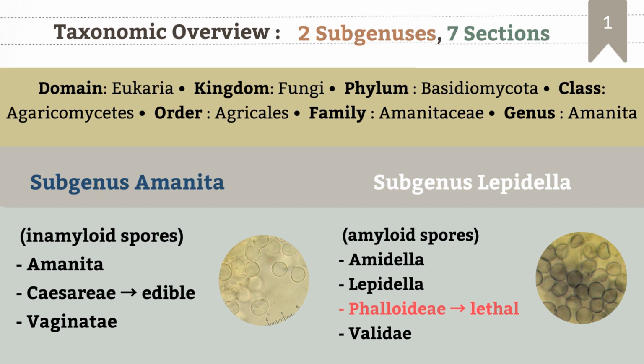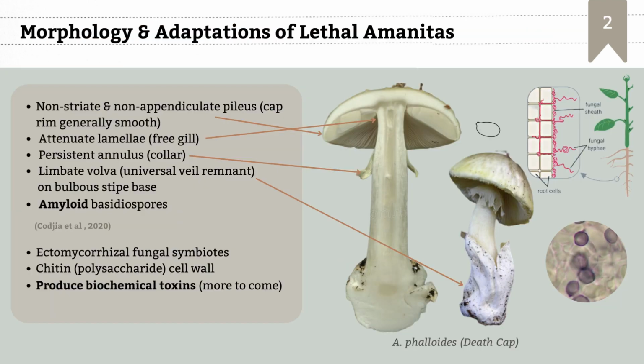In subgenus Lepidella, the spores do absorb and react with the dye, so they get a bluish tint. And the subgenus Lepidella includes the lethal amanitas, which are found within the section Phalloideae.